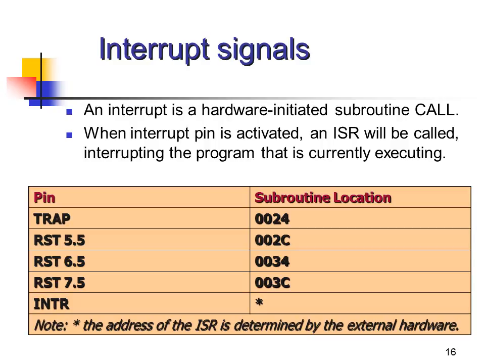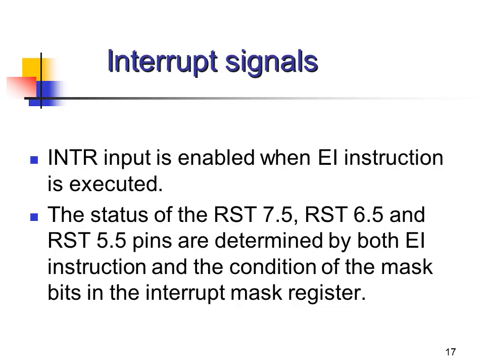The interrupt is a hardware initiated subroutine call. When the input interrupt pin is activated, an ISR will be called, interrupting the program that is currently executing. When the TRAP interrupt is executed, the subroutine location is 0024H, and for RST 5.5 it is 002CH, RST 6.5 is 0034H, and RST 7.5 is 003CH.